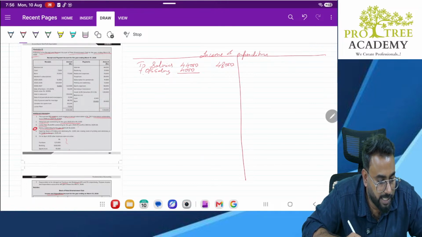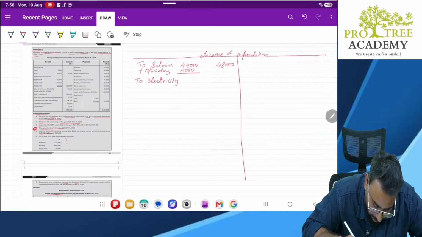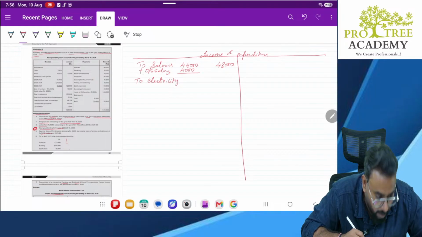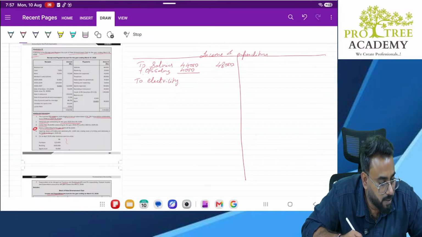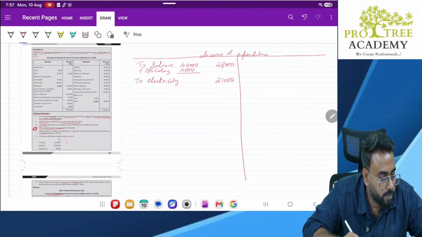Next item. Electricity. To electricity, how much? 21,000. Any outstanding of electricity? Please check. No outstanding. Directly write down 21,000. Okay. Next.